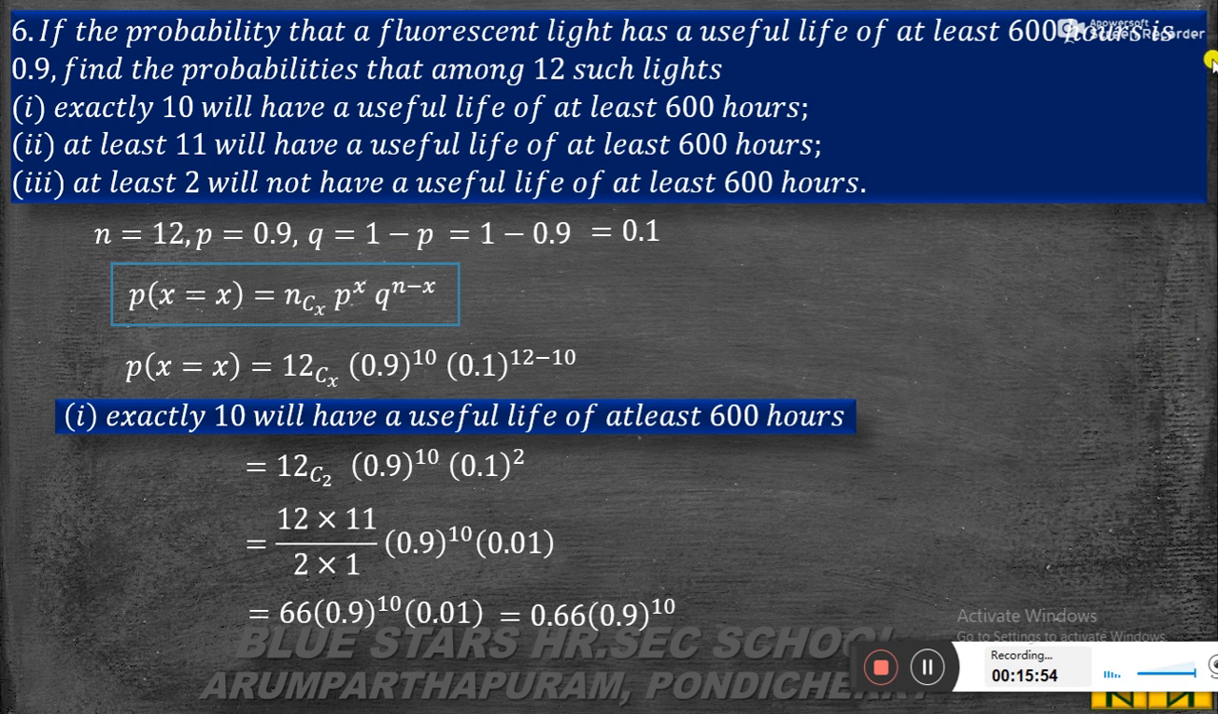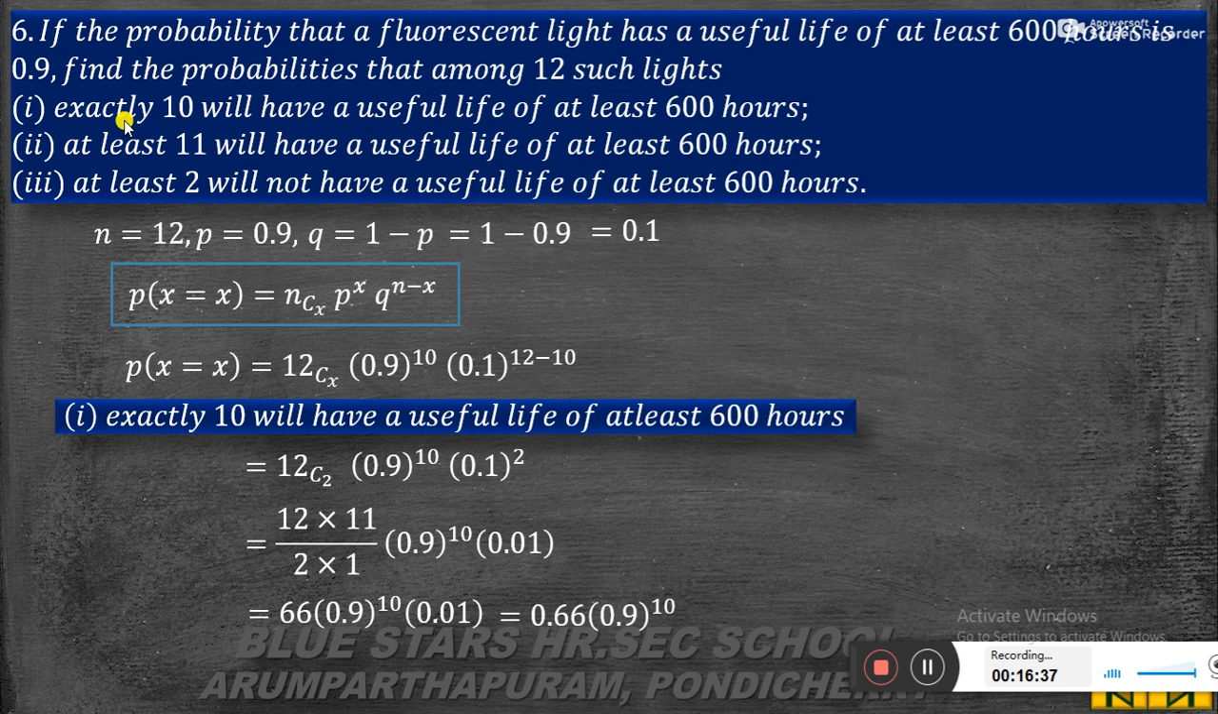If the probability that a fluorescent light has a useful life of at least 600 hours is 0.9, find the probability that among 12 such lights, exactly 10 will have a useful life of at least 600 hours, at least 11 will have a useful life of at least 600 hours, at least 2 will not have a useful life of at least 600 hours. You see here, the probability that a fluorescent light has a useful life of at least 600 hours is 0.9. So I take p equal to 0.9, and next the number of lights is 12, so n equal to 12.